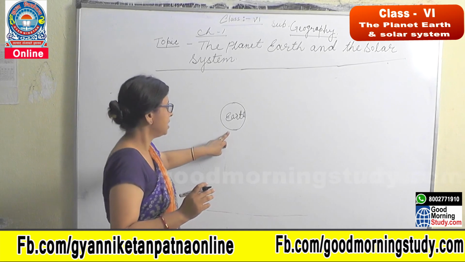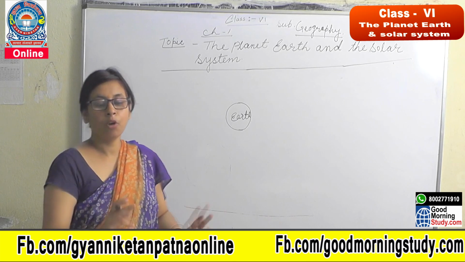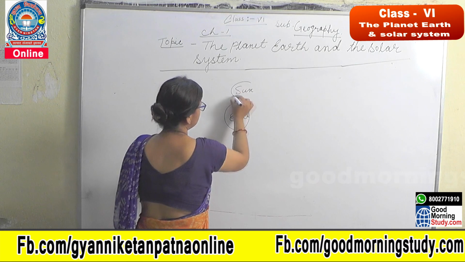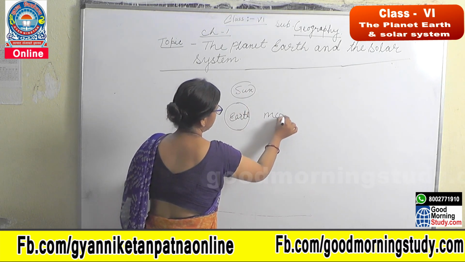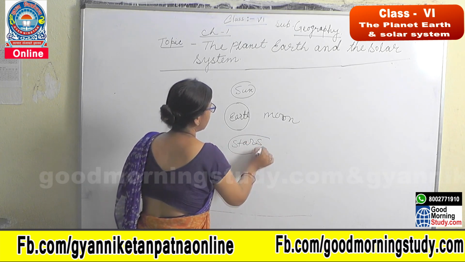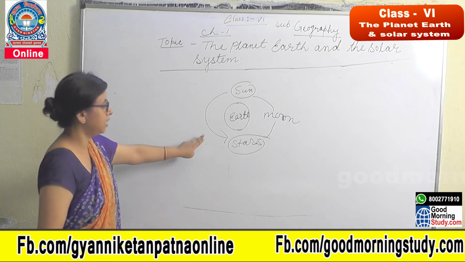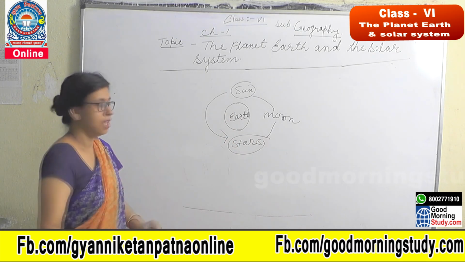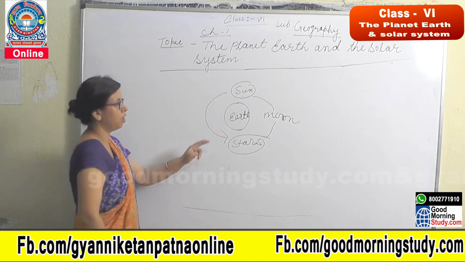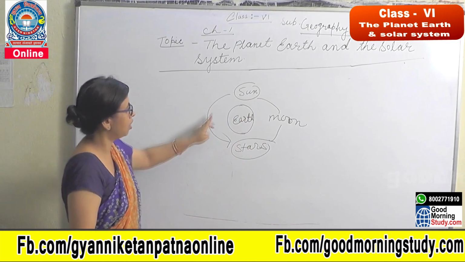This Earth is the center, and around this Earth, the moon and the stars revolve, and the other celestial bodies like the sun, moon and stars revolve around the Earth. What was the ancient theory? The ancient theory was that the Earth is in the center and the other celestial bodies like sun, moon and stars are revolving around the Earth.